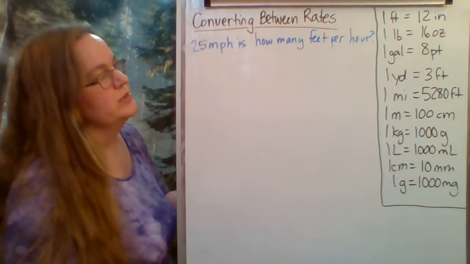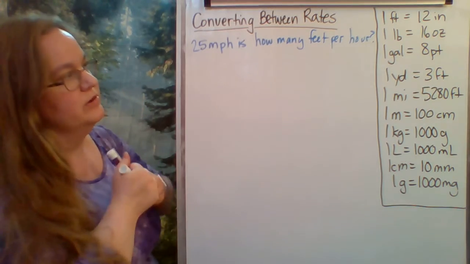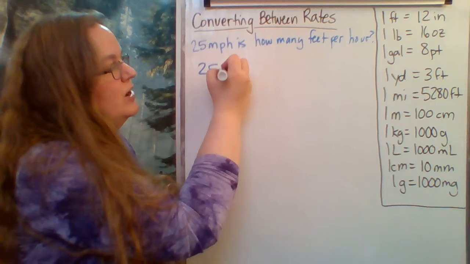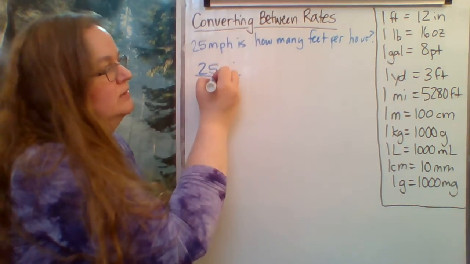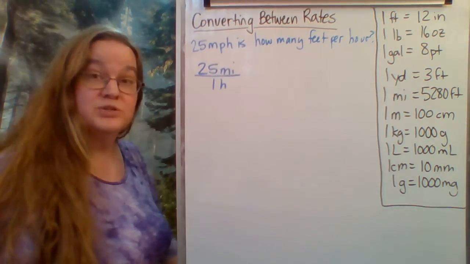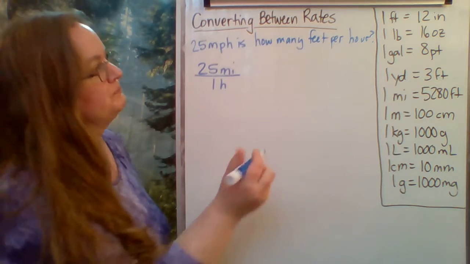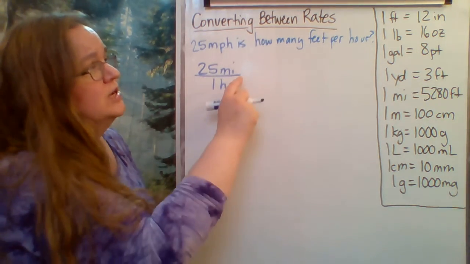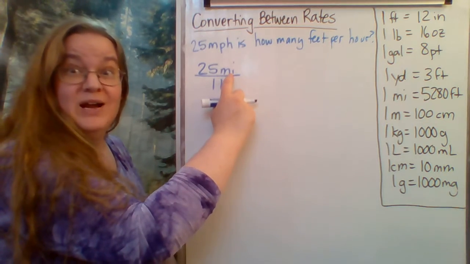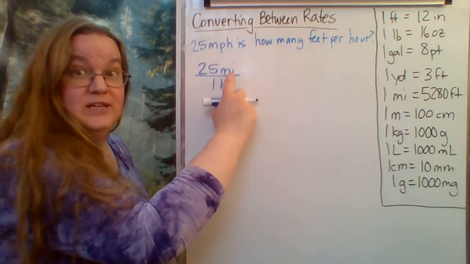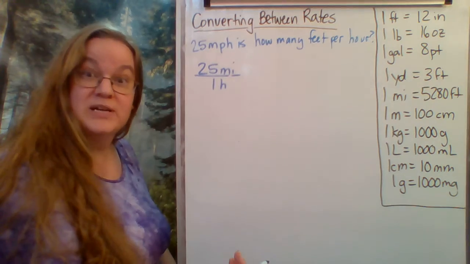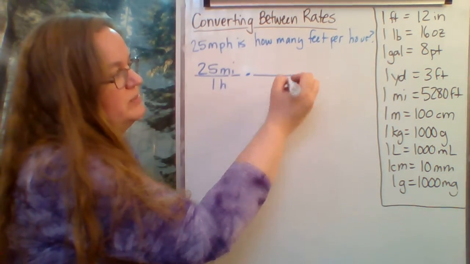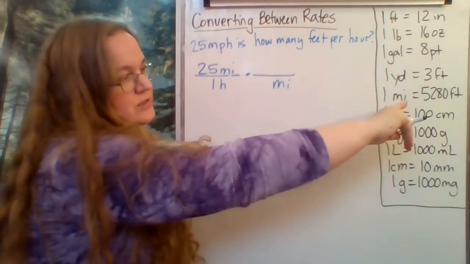So let's say we have 25 miles per hour and we want to know how many feet per minute. So the first thing I'm going to do is start by writing it as a fraction. So we have 25 miles per hour. And I want to get to feet per hour. So in other words, I want to get rid of miles and change that to feet. Well, think about what I just said. If we want to get rid of miles, I have to have miles in the denominator, and I want to get to feet. So look at my conversion.